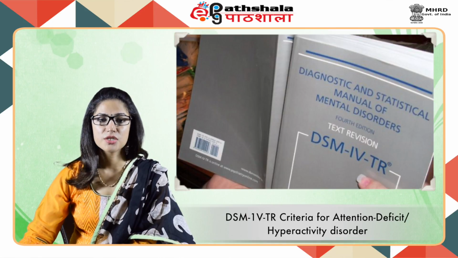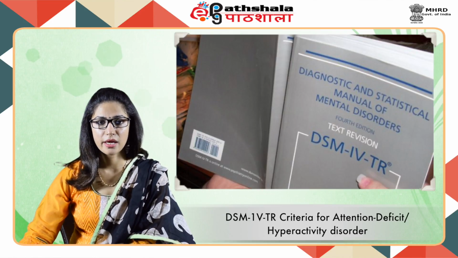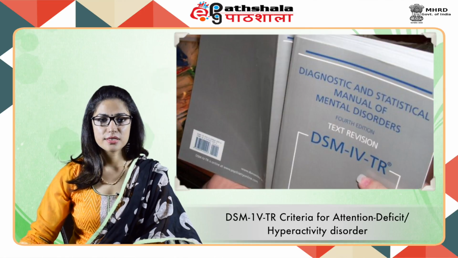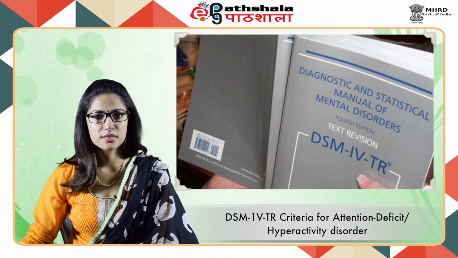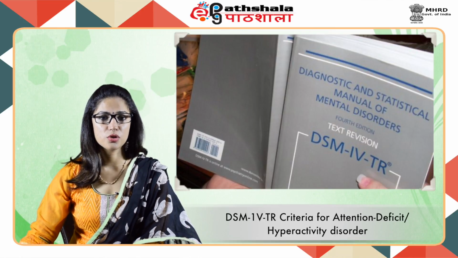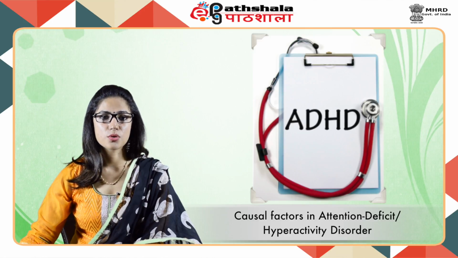Impulsivity. G, often blurts out answers before questions have been completed. H, often has difficulty awaiting turn. I, often interrupts or intrudes on others, for example, butts into the conversation or the games. Causal factors in attention deficit hyperactivity disorder.